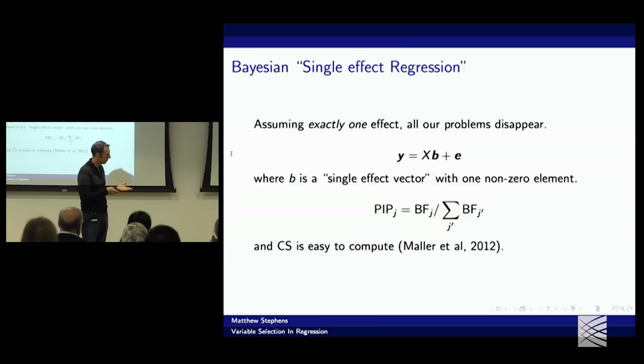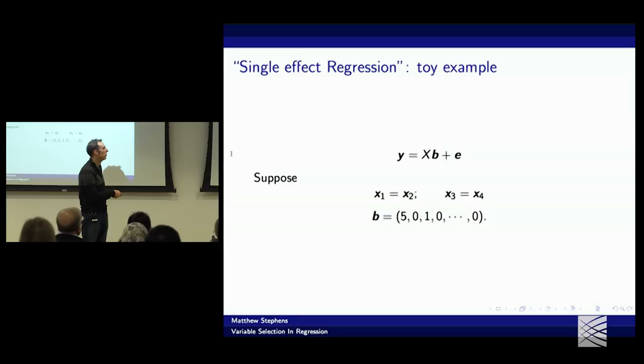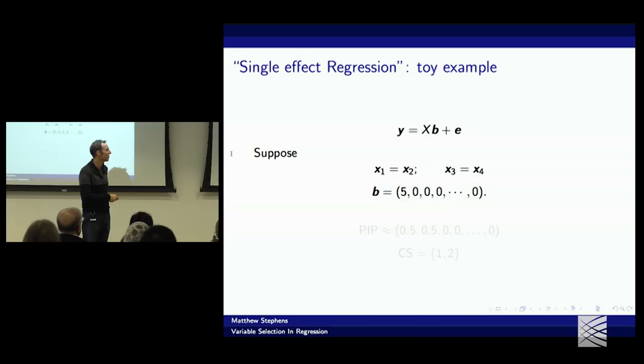So how does that work in my toy example? Here we've got two causal SNPs. Okay, well, that's no good. We assumed one, so I'm going to change my example to only have one causal SNP to illustrate the idea. And so what happens now is, SNP 3 doesn't have an effect anymore. Only SNP 1 does. We can't tell the difference between SNP 1 and SNP 2, so they're going to have 50% each. And I'm going to report a set that's just SNP 1 and SNP 2, and I can't tell the difference between them because they're the same.